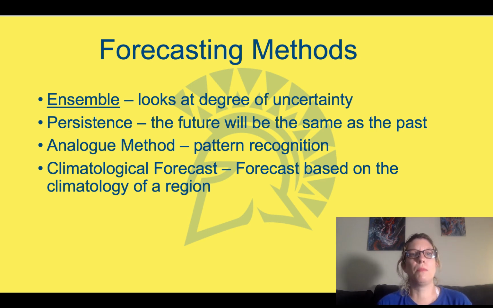The second one is going to be persistence, which is where the future will be the same as the past. So, last year it was 70 degrees on August 10th. And the year before that, it was 71 degrees on August 10th. And the year before that, it was 72 degrees. We can be pretty confident that it'll be like 71, 72 degrees. We can be confident, but it's not actually as accurate as you might think.